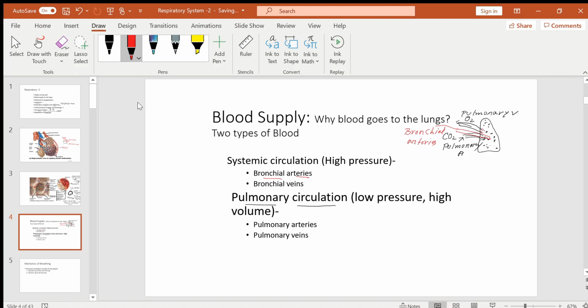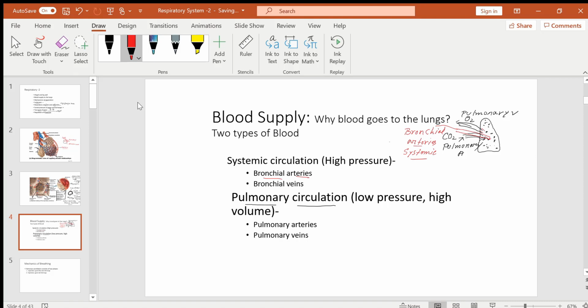So you see, pulmonary arteries bring the blood into the lung for gas exchange, and bronchial arteries bring the blood into the lung to give oxygen and nutrition to the lung tissue. And bronchial arteries are part of systemic circulation. You know, in systemic circulation, blood goes to the body, right? To all the organs to provide oxygen and nutrition. So pulmonary and systemic circulations are both present in the lung.